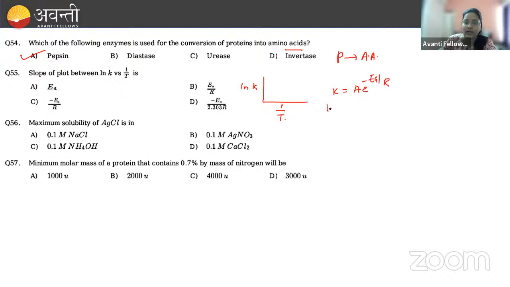So here just take ln k. What will happen? We get ln A minus Ea by RT: ln A stays, and the exponential gives minus Ea by RT. Right? Yes? Any doubt? Hello?